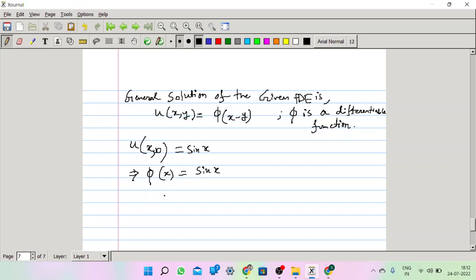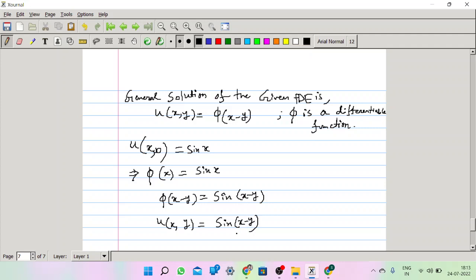So phi of x minus y is sine; I just replace x by x minus y. It is sine of x minus y. So my solution of the given PDE becomes u of x comma y equal to sine of x minus y.